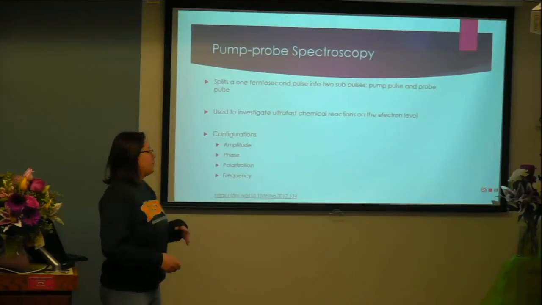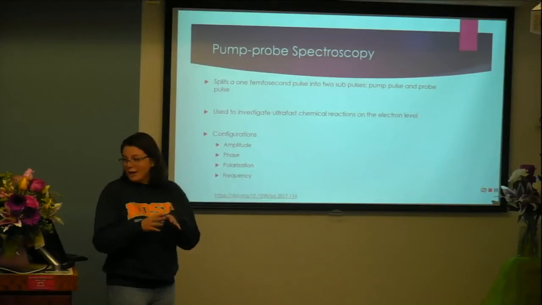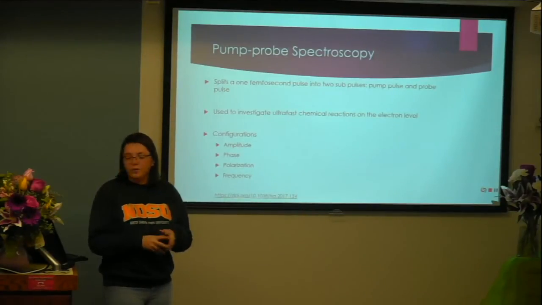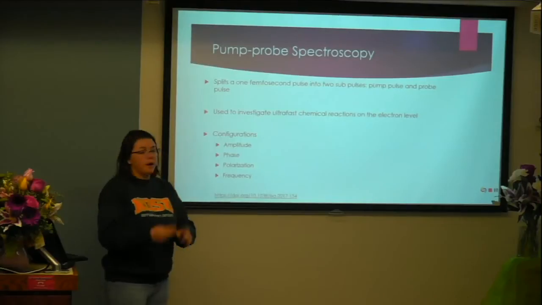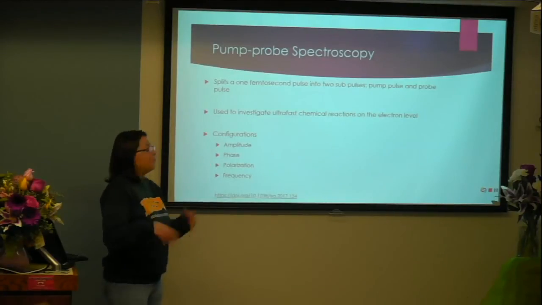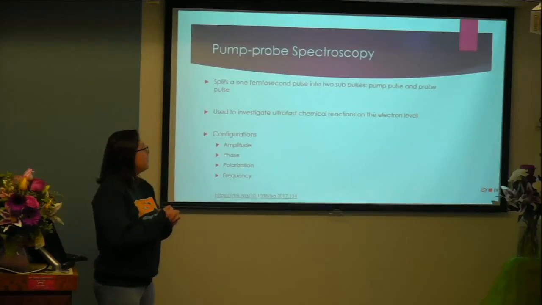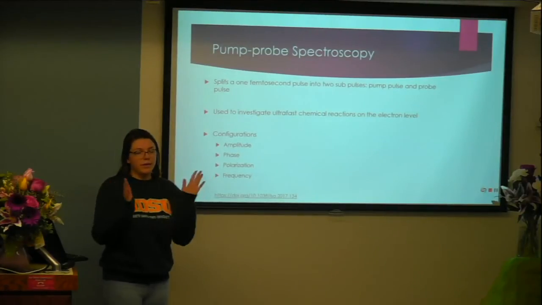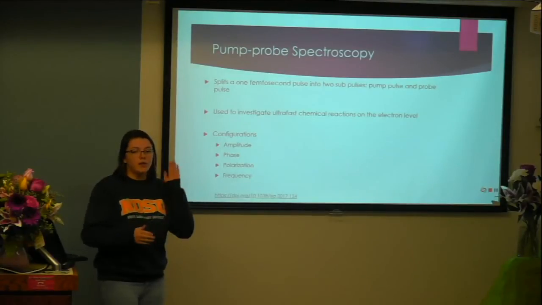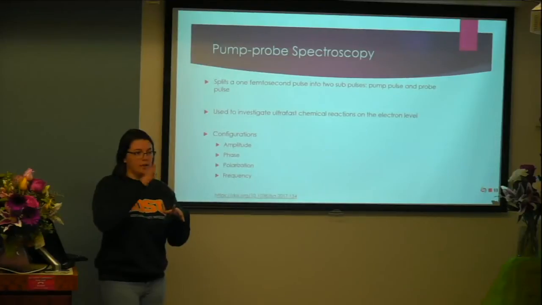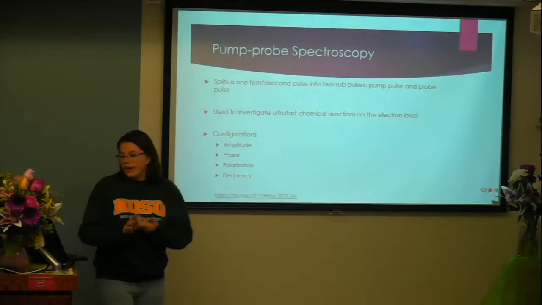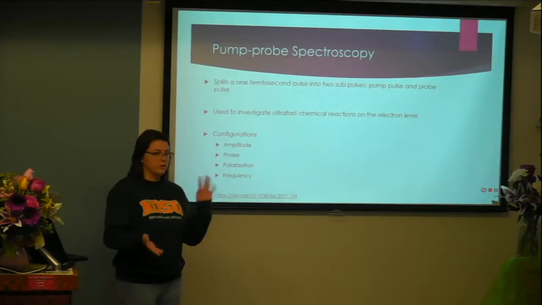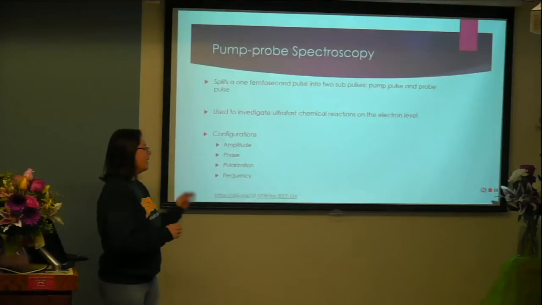So what my simulations model is pump-probe spectroscopy. It's a 1 femtosecond pulse that splits into two sub-pulses. One pulse is the pump, which excites the electron, and the other one is the probe, which detects it. The pulse is significantly shorter than the relaxation, so you can excite the electron without interfering with the relaxation of the electron, and that is also the reason we investigate it. The configurations that you can change are the amplitude, the phase, the polarization, and the frequency. Those are just things you can tweak to make it exactly the way you want to detect it.